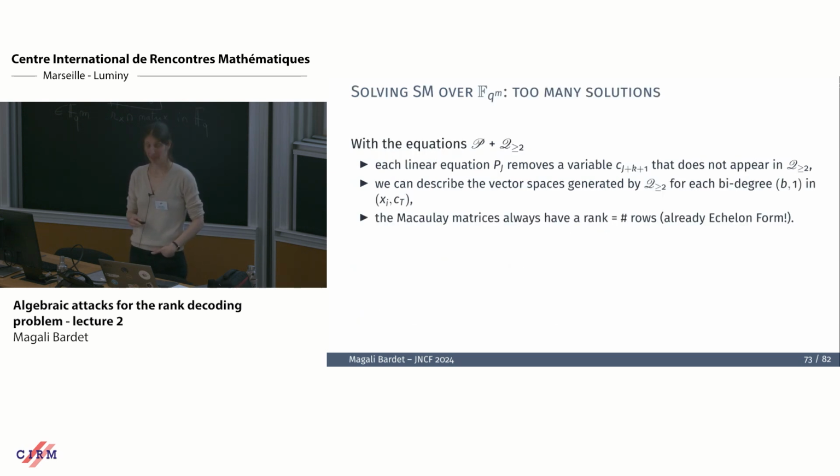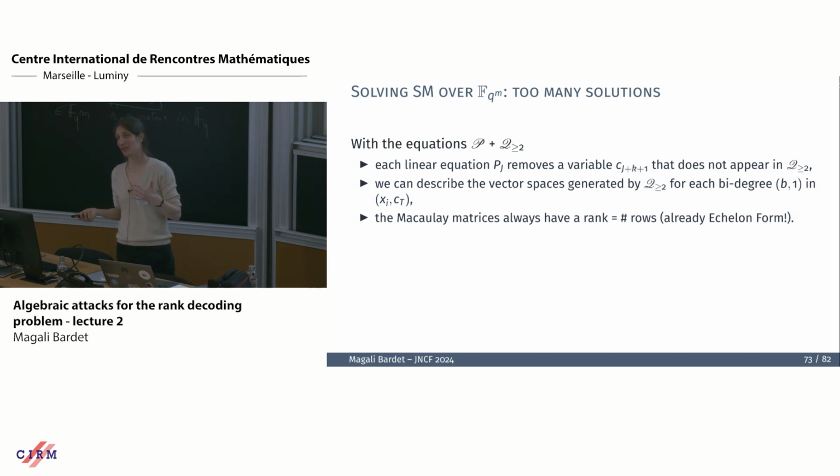So at the end, we have two sets of equations. For all those equations, we can describe exactly the leading term for a specific monomial ordering. The equations in Pj start with this variable, and this variable appears nowhere here. So we can just eliminate them and then analyze the equations here. We have a description of the leading term for all the equations, so we can describe the Macaulay matrices that are already in echelon form, and we know all the space of solutions.